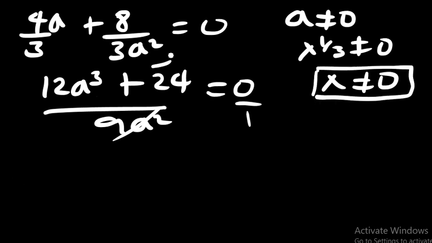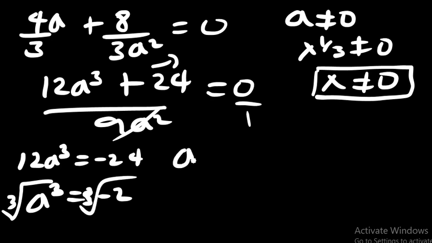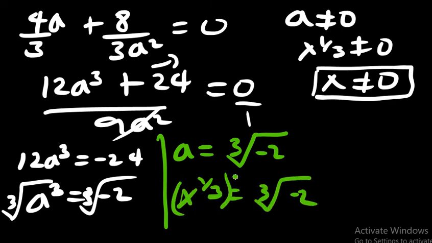Then when you solve this one, shift 24 to the other side. 12a cubed is equal to negative 24. If you divide by 12 on both sides, a cubed is equal to negative 2. Then take the cube root of both sides to get a. So the a value will be the cube root of negative 2. Now let's get back to the x. A means x to the power of 1 over 3 is equal to the cube root of negative 2, so I have to cube both sides to get the x value. Cube it.